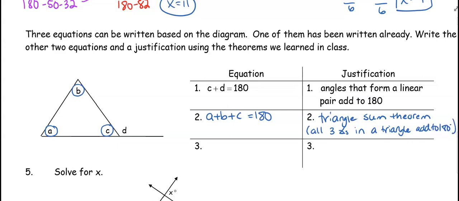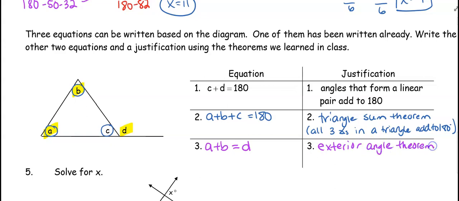The last one that you can write is that new one. And that new one says the remote interior angles are equal to the exterior angle. So if I add the remote interior angles, it's equal to the exterior angle. And that is the exterior angle theorem.